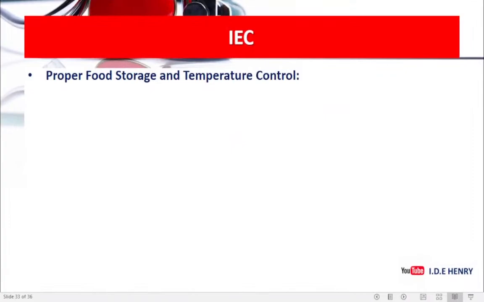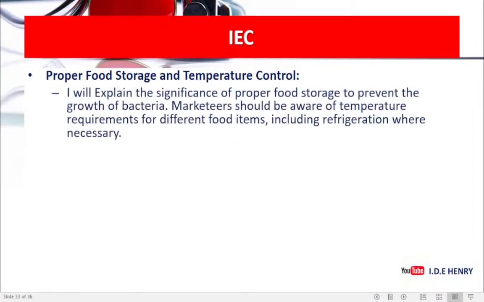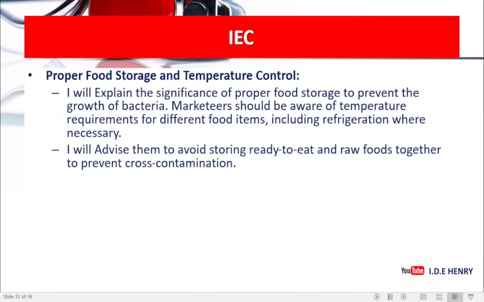Then, the third point, proper food storage and temperature control. I will explain the significance of proper food storage to prevent the growth of bacteria. Marketeers should be aware of the temperature requirements for different food items, including refrigeration where necessary. Also, I will advise them to avoid storing ready-to-eat and raw foods together to prevent cross-contamination.